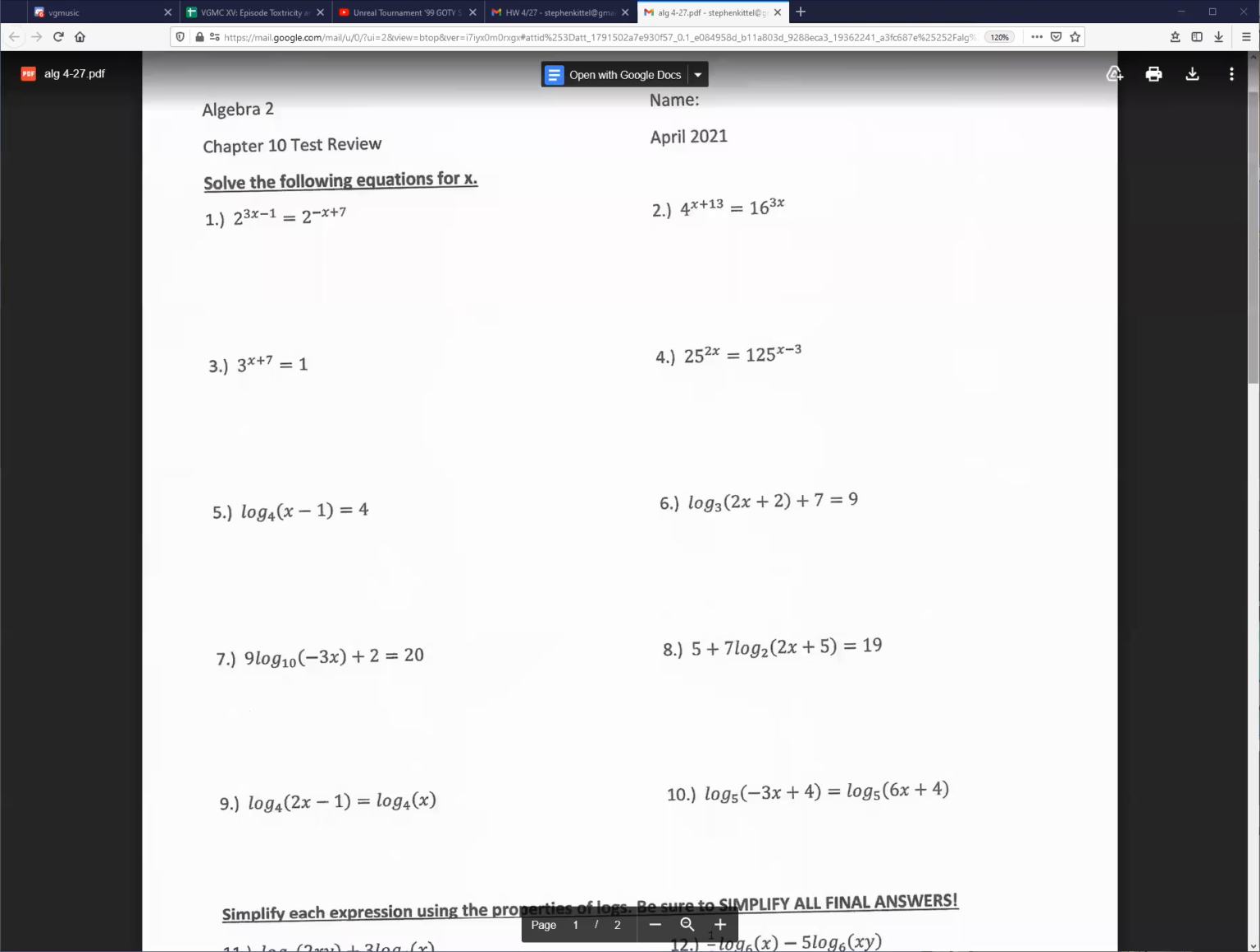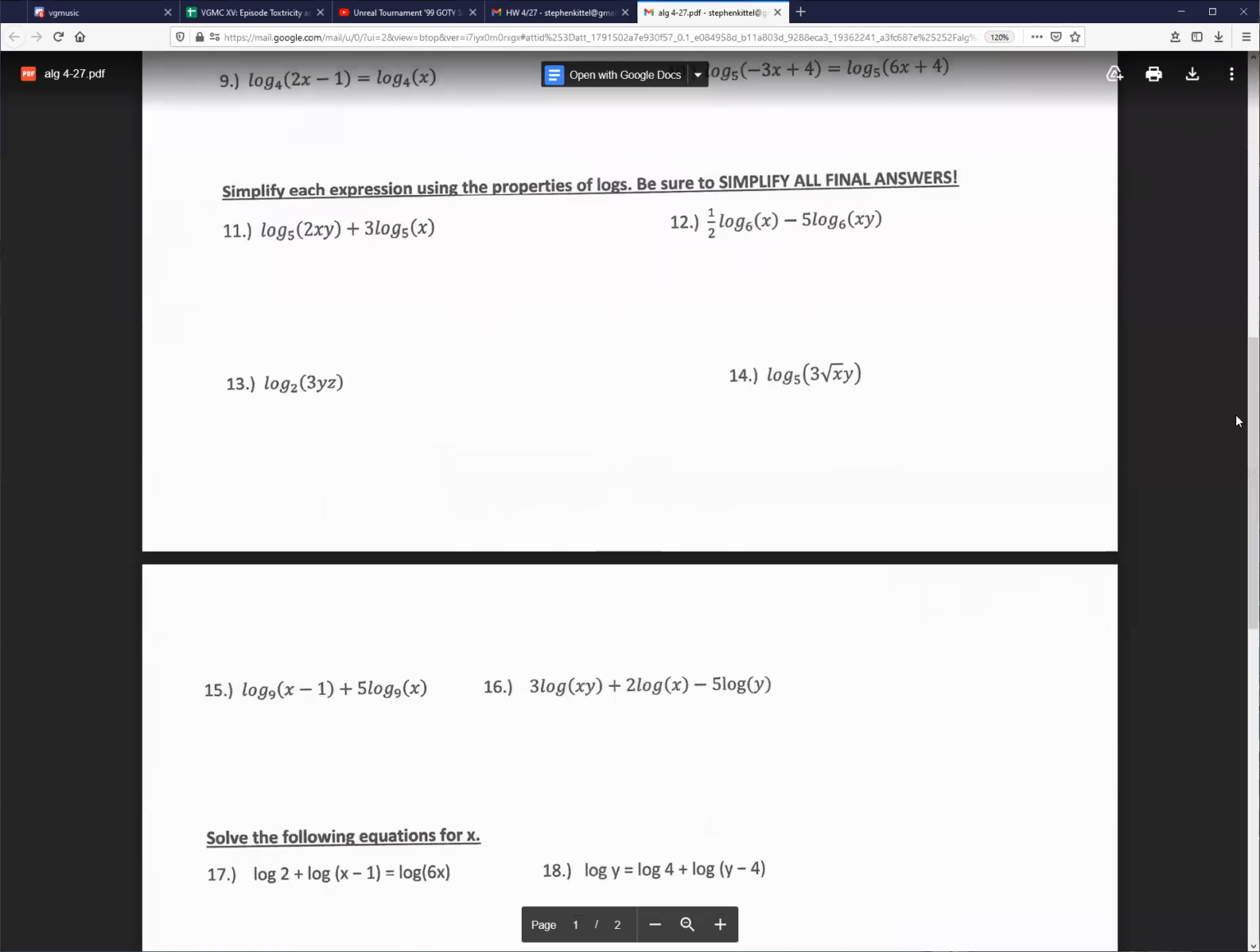And then we scroll down for the next 4. You simplify using properties of logs. Be sure to simplify all final answers. Very angry text there. Oh my God, simplify all final answers.